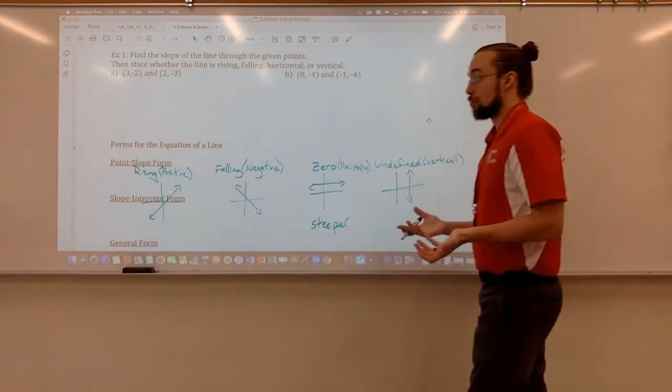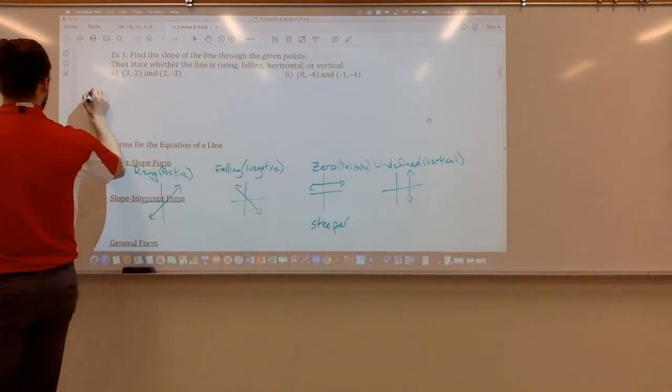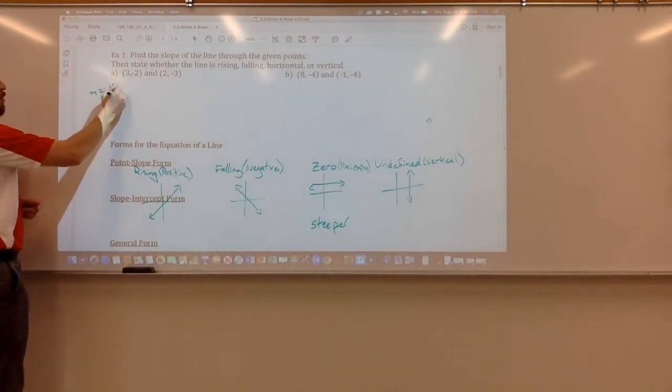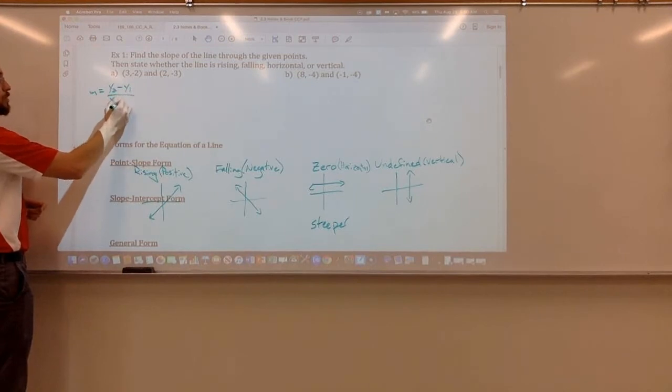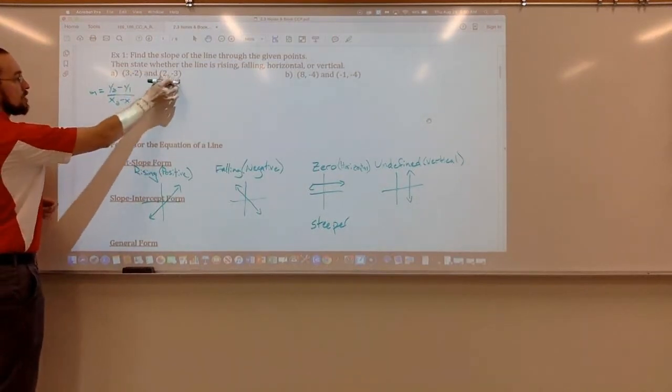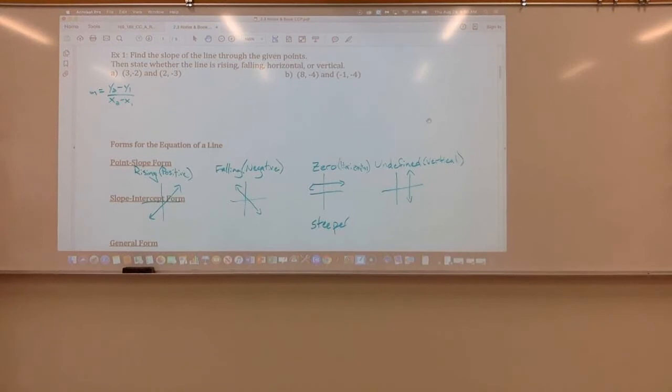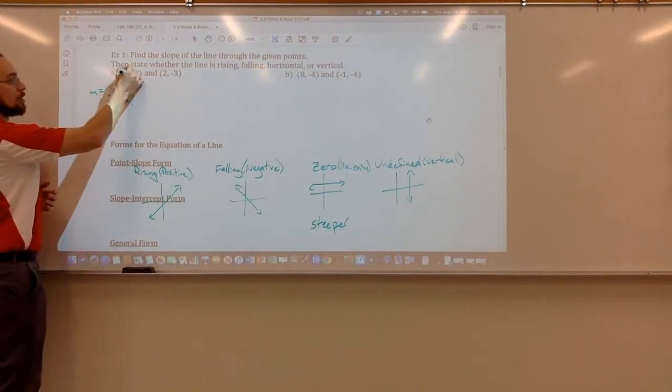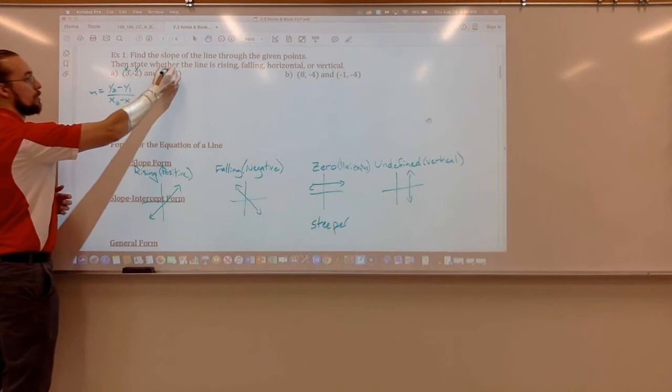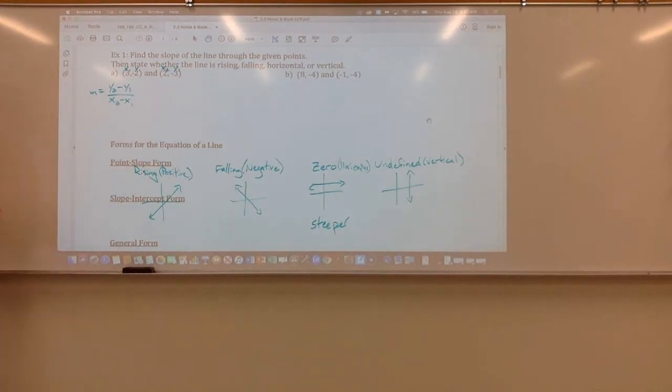Okay, so we're using our formula here, right? m equals y2 minus y1 over x2 minus x1. And it does not matter which coordinate point I choose to make my x1, y1. I can make either of them x1, y1. Oops, x2, y2. There we go. So go ahead and try both of these, right? Plug your values into the slope formula and calculate the slope for both of these.